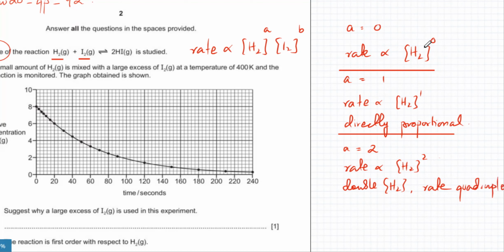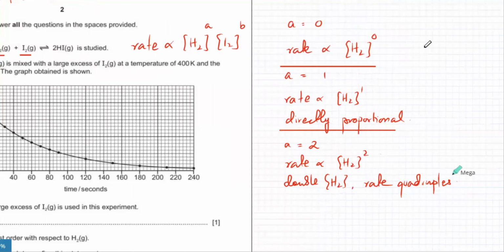So anyways, there are three orders. I mean, there can be more than that, but generally in CIE, there are three orders: 0, 1, and 2. You should know the meaning of each one. 0 means no matter what you do to the concentration of H2, the rate remains unaffected. 1, directly proportional, and 2 means that it's very sensitive. The rate would increase by a much bigger margin. You double concentration, the rate quadruples. You triple concentration, the rate becomes 9 times, right?